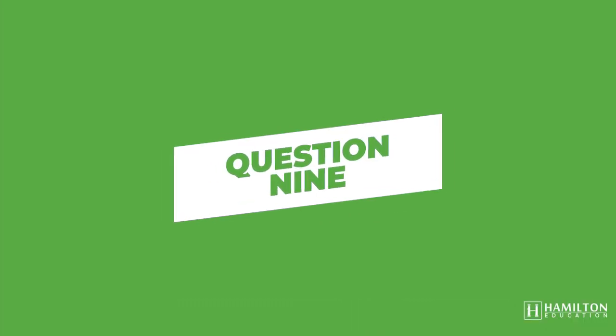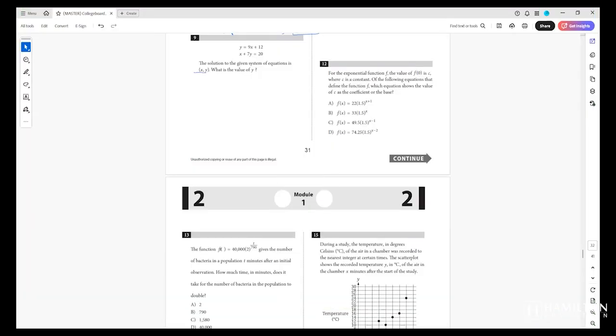The solution to the given system of equations is x and y, which is normally what solutions to a system are. What is the value of y? So we're looking for the y variable. That kind of tells me I want to get rid of the x variables. Although you could substitute the 9x plus 12 in for the y here, that would give you the x value. So instead, it might be worthwhile to try to get rid of the x. I could see that by subtracting 7y to the other side, I would quickly get x by itself.